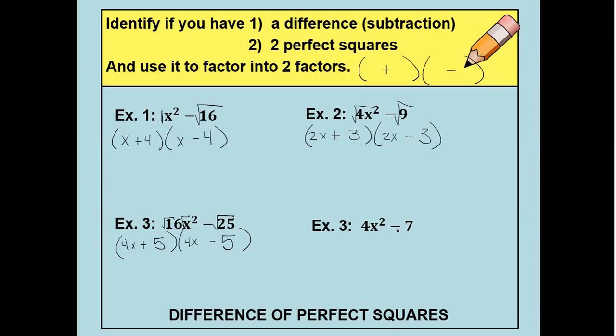Let's do this one. I got subtraction. First one's done. 2 perfect squares. Well, 4x squared, that's perfect square, but don't think 7's a perfect square. So this one is not factorable. Womp womp. So we'll have to find out a new way to be able to factor that or solve for that problem.